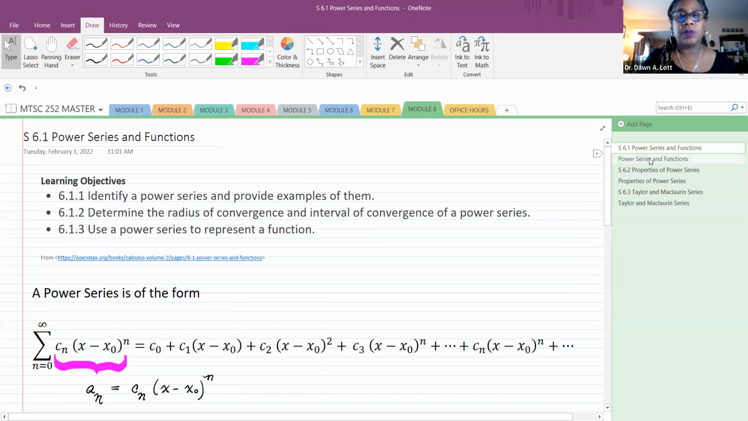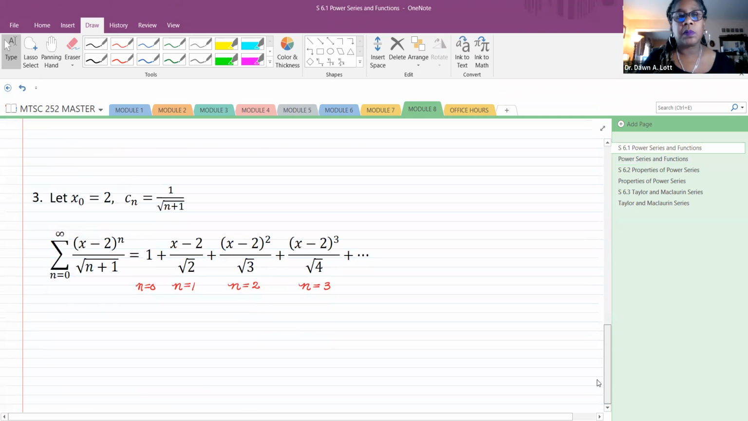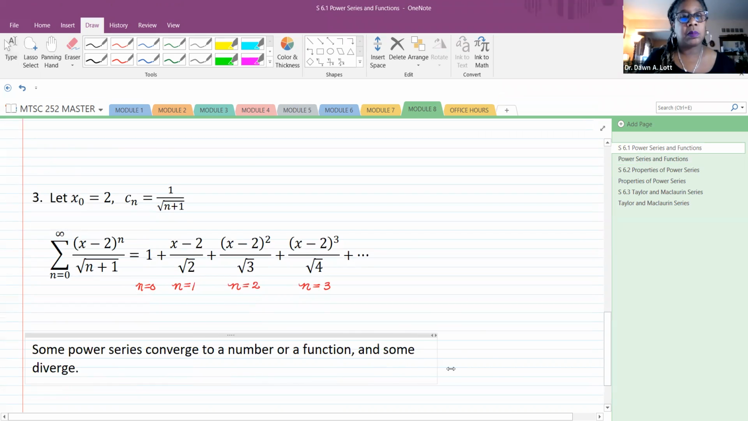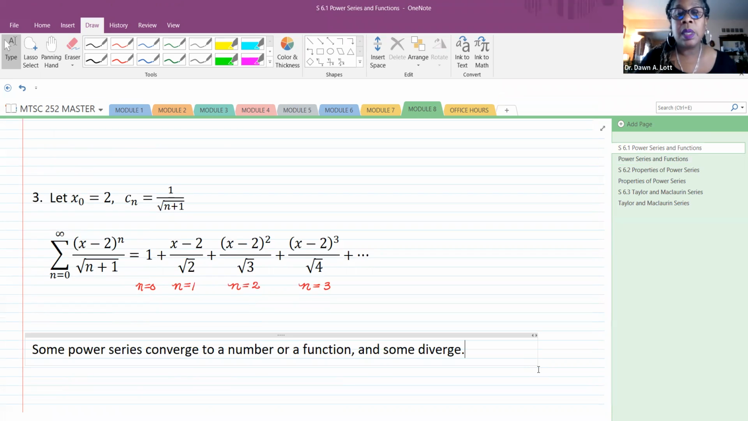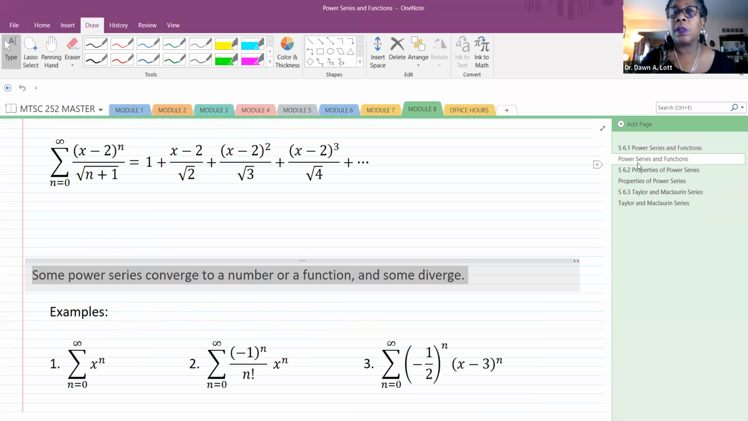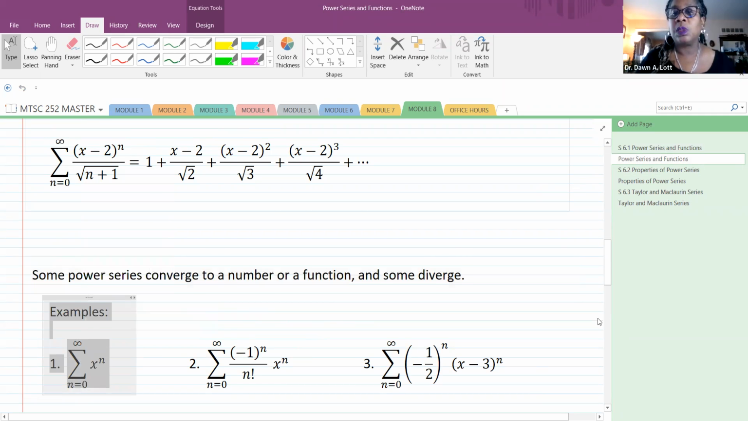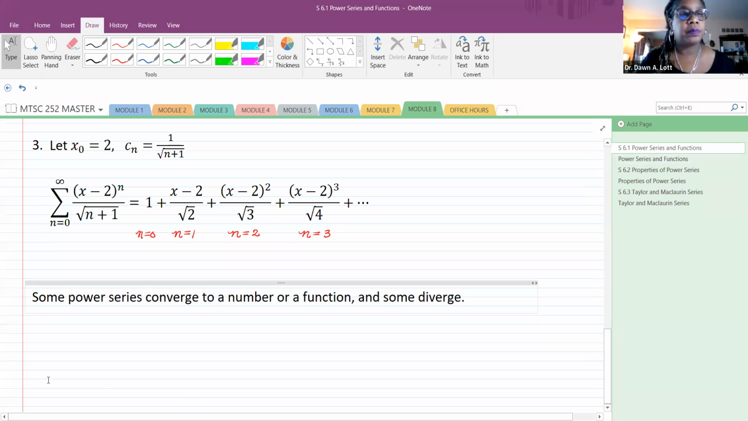So some power series converge to a number or a function, and some will diverge. Just like our regular series, some will converge and some will diverge. So let's get started. Here's our first one. This one is the most important of them all.